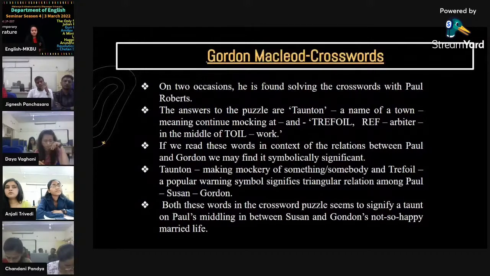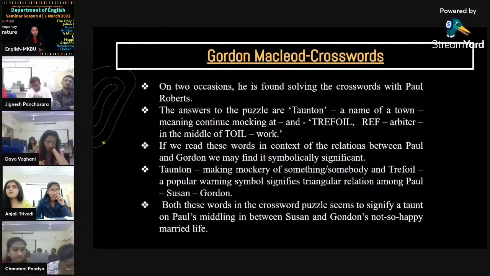If we read these words in the context of the relationship between Paul and Gordon, we find some symbolic significance in them. Taunton, making mockery of something, is represented here for Paul, Susan, and Gordon. Both these words in the crossword puzzle seem to signify a taunt on Paul's meddling in Susan and Gordon's unhappy married life, because, as we know, Paul is 19 years old while Susan is 48, and Susan is already married. But Paul is in love with Susan.